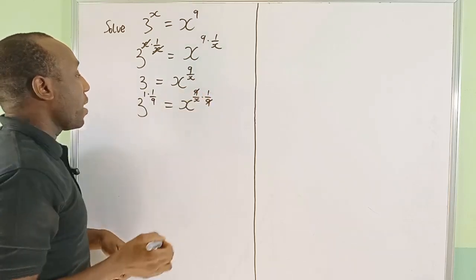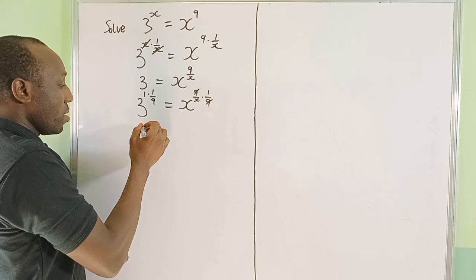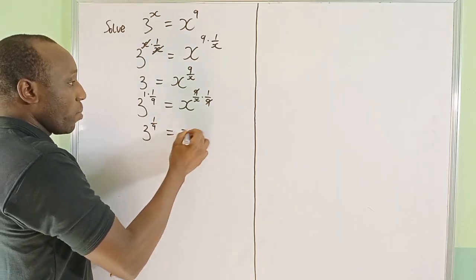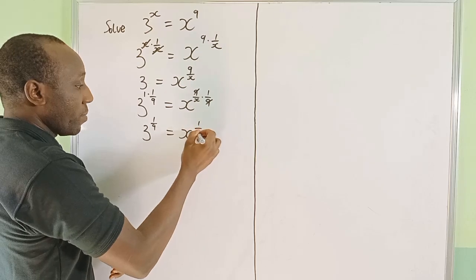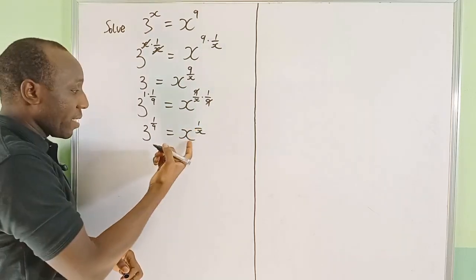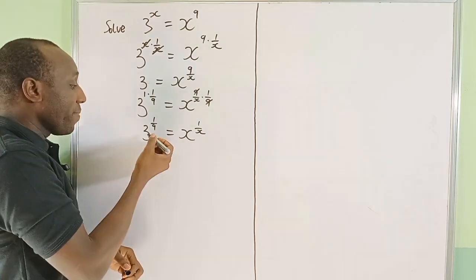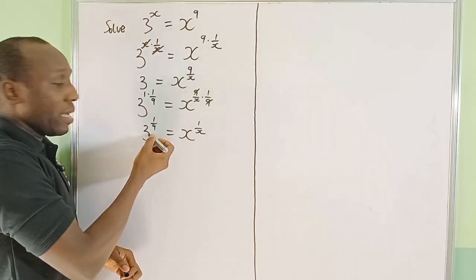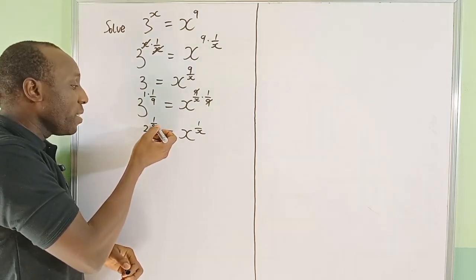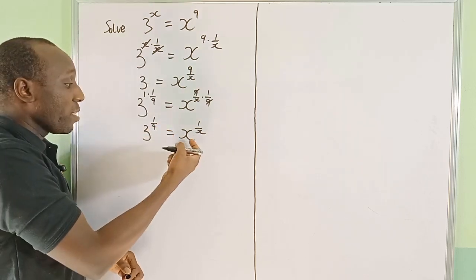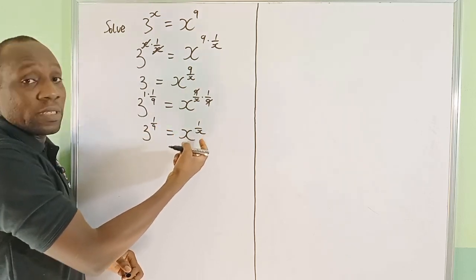So 9 cancels 9, and that leaves us with 3 raised to the power of 1 over 9 is equal to x raised to the power what? 1 over x. But we can't just say x can't be 3 and x again equal to 9. We can't equate yet. Let's find a way of making the base and the denominator of this fraction the same value, so that we just equate it to x, since that's what we have on this right hand side.